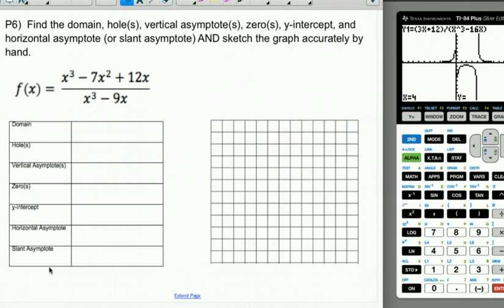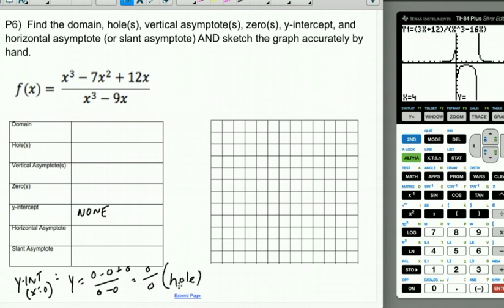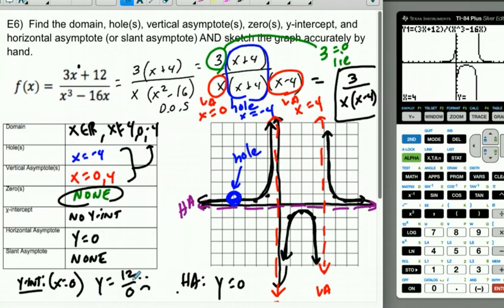For my y-intercept, that means I plug in x is 0. You'll spot really quickly that if I plug in x is 0, I'm going to end up with a bunch of zeros on the top over a bunch of zeros on the bottom, and that's 0 over 0. So there is no y-intercept, okay? There's going to be a hole there in all likelihood because it's a 0 on top of a 0. In the last example, we had a number on top of a 0, and that ended up being a vertical asymptote.